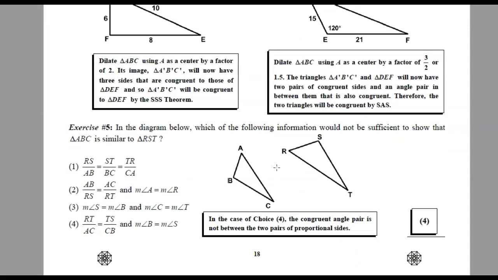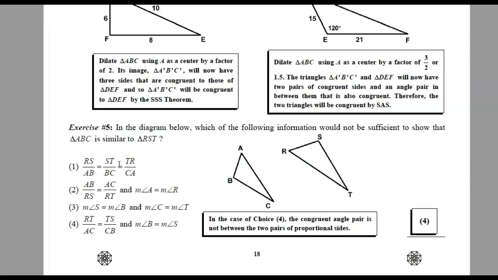In this diagram, we're trying to figure out which is not sufficient to show that there's similarity. So looking at choice 1, if I take RS and AB, those match. Those are the short and the short. ST and BC are the medium and the medium. And TR and AC are the long and the long. They also match within the names. So if all three of those divide to the same scale factor, in other words, if they're all equal, then we have similarity. Number 1 is simply stating the criteria for SSS. So number 1 is correct.